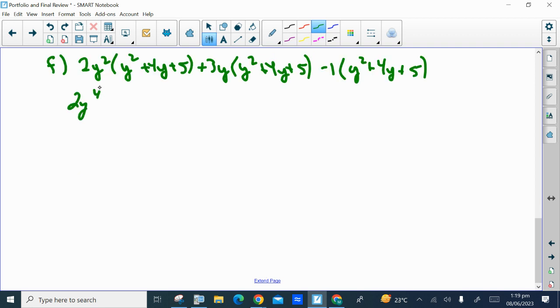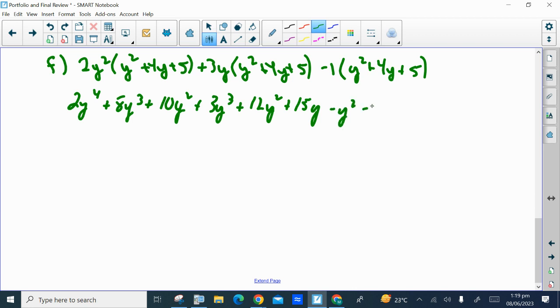So that'll give us 2y to the fourth plus 8y cubed plus 10y squared. Multiplying out the next ones, we'll get positive 3y cubed plus 12y squared plus 15y. And then for the last one, multiplying them all by -1 just changes the signs. So I've got 2y to the fourth. 8y cubed plus 3 more y cubes gives us 11y cubes. In this case, it might be helpful to cross out the terms as you deal with them so you don't miss any.